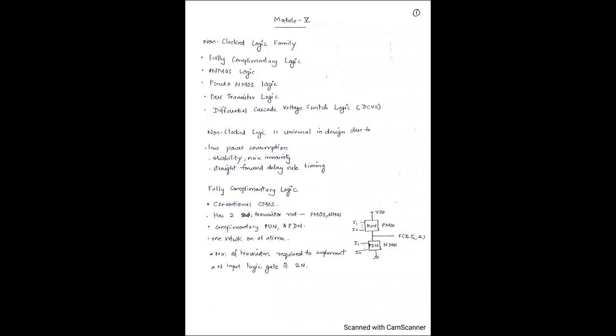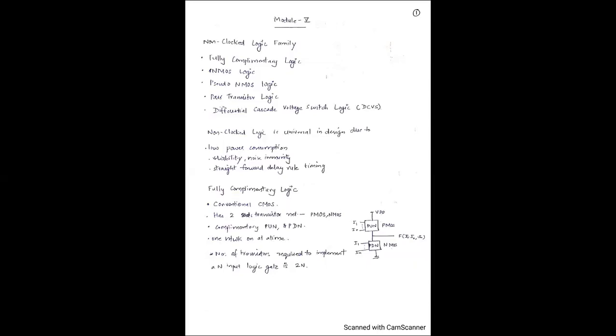So non-clock logic is universal in design because of its low power consumption, reliability, noise immunity, and straightforward delay rule timing. So what is a fully complementary logic? It is the same as a conventional CMOS logic, where it consists of two transistor networks, a pull up network and a pull down network. PMOS is used as the pull up network and NMOS is used as the pull down network.